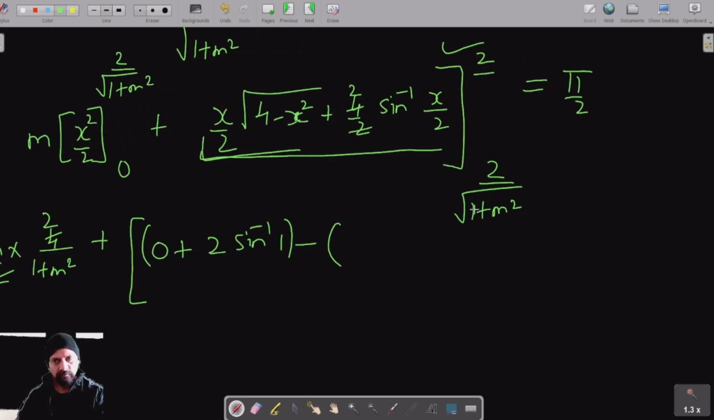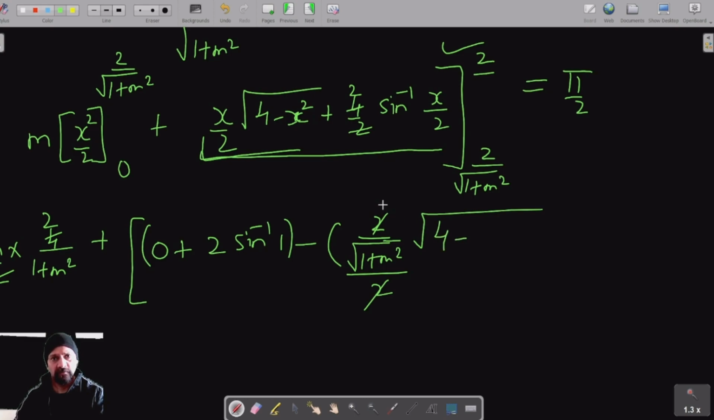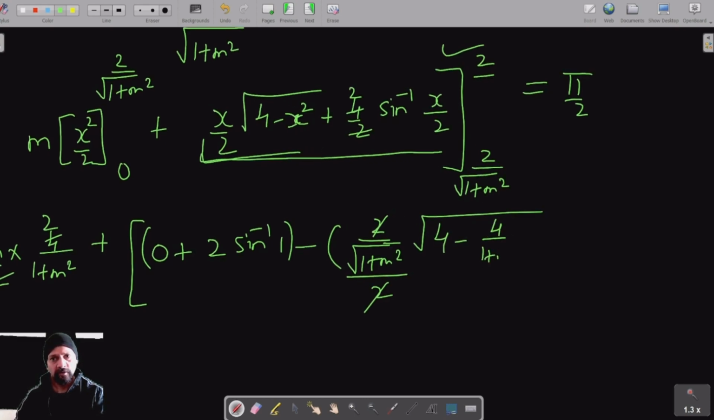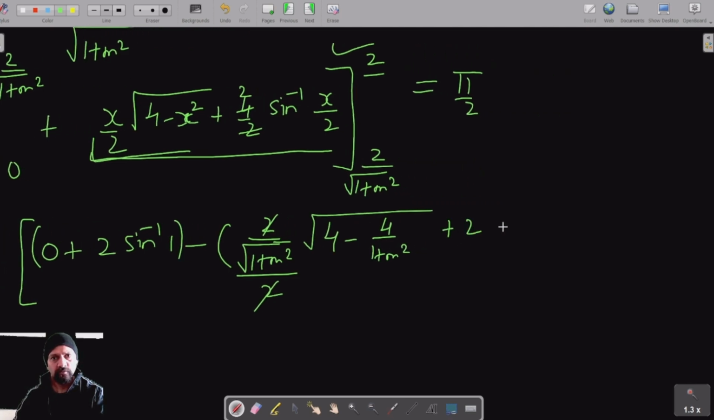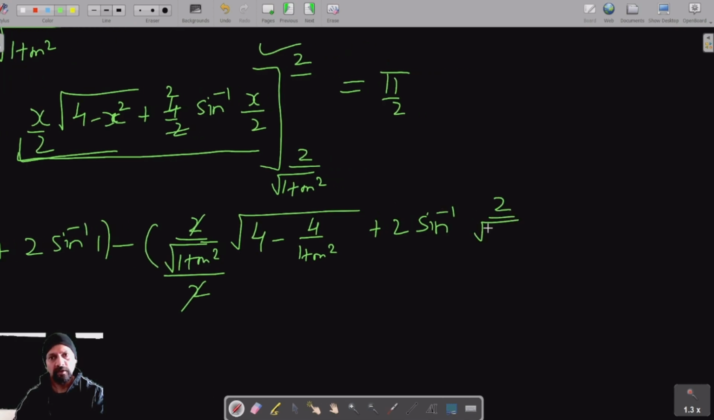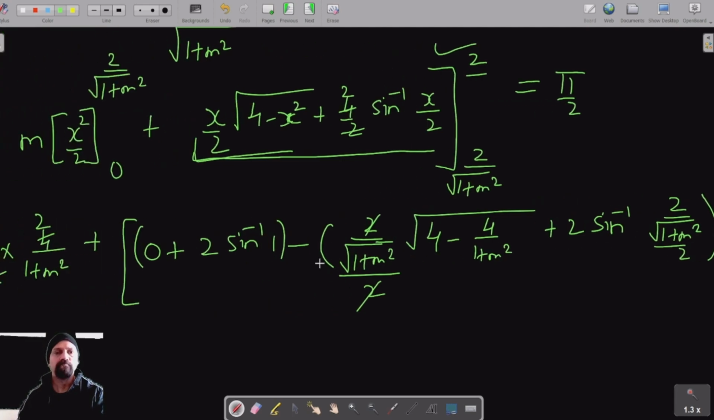This is 2 upon under root of 1 plus m square. Now if I put here, this is x, 2 upon under root of 1 plus m square by 2. 2 and 2 gets cancelled. Under root 4 minus x square. So this is 4 upon 1 plus m square plus 2. This is sine inverse x. X is 2 under root 1 plus m square by 2 is equal to pi by 2.